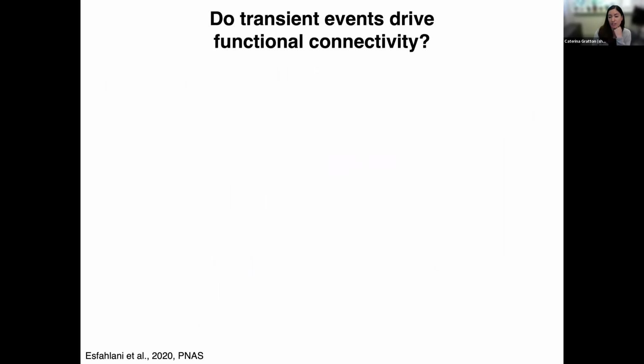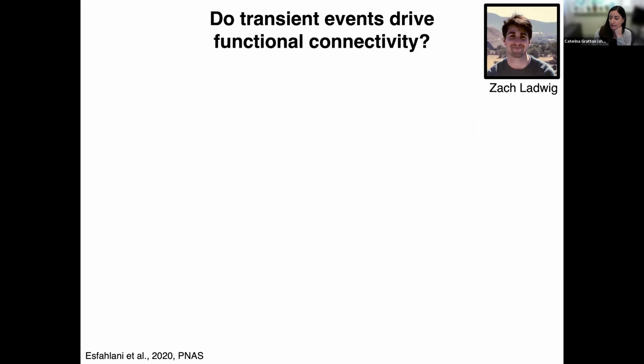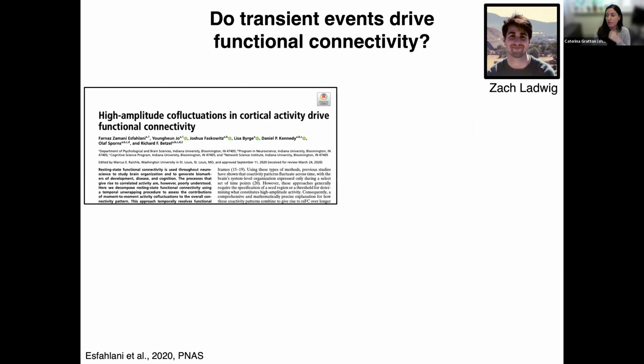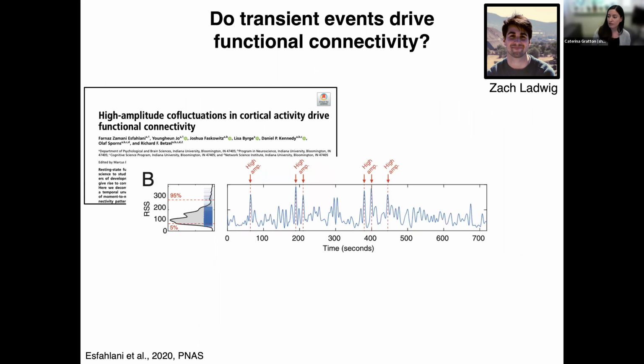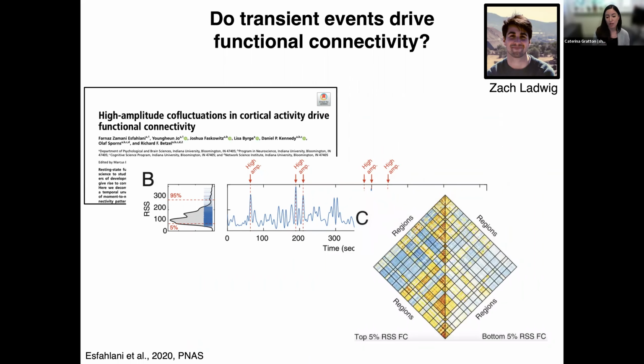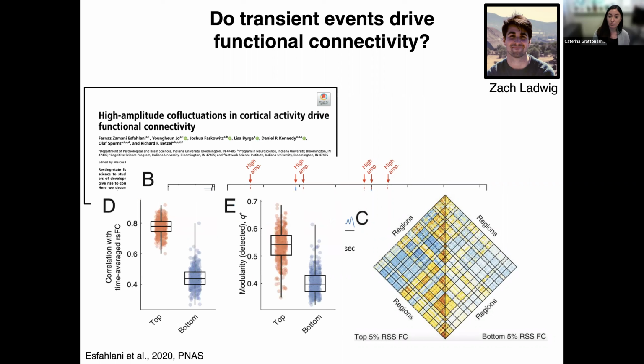I want to mention another project that's being led by my graduate student, Zach Ladwig, which was inspired by recent work from Farnaz Esfahlani and Rick Betzel and colleagues looking at these intriguing apparent events in functional connectivity. These are intriguing moments that appear to represent times where co-fluctuation between different brain regions is particularly strong and represent moments that have very strong modular network structure relative to non-events or periods with particularly low functional connectivity across regions. These led the authors to argue that these may be transient moments that drive functional connectivity.